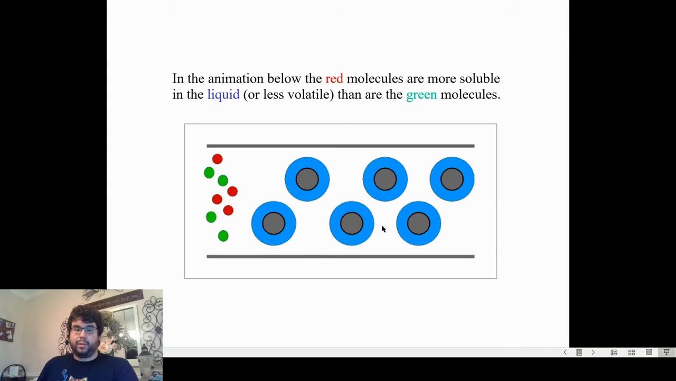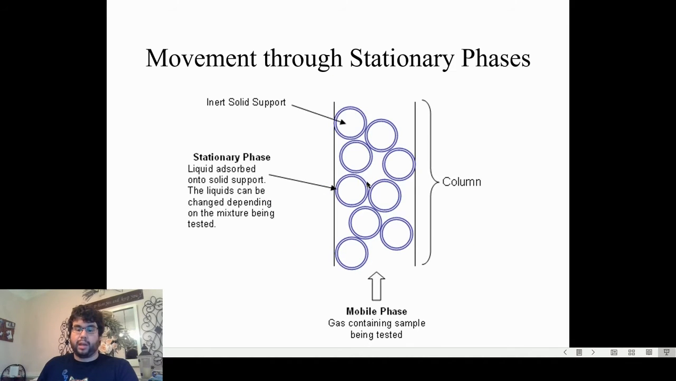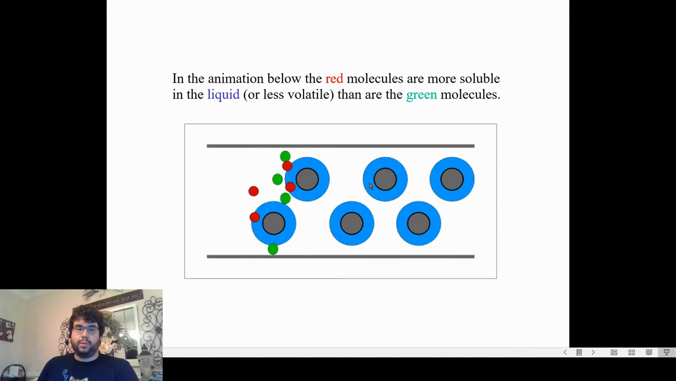And the mobile phase is flowing through the column, and I'll do it again. The molecules that are more soluble with the mobile phase are going to flow through more quickly, and the molecules that are less soluble with the mobile phase will flow less quickly because they're not interacting with the mobile phase as well.